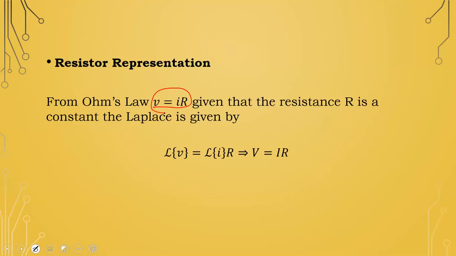The fact that I'm talking about instantaneous values is an indication that we are looking at it as far as the time domain is concerned. So moving from the time to the frequency domain, the Laplace of v is equal to uppercase V. So V would be equal to the Laplace of the instantaneous voltage, and I would be equal to the Laplace of the instantaneous current. All right.